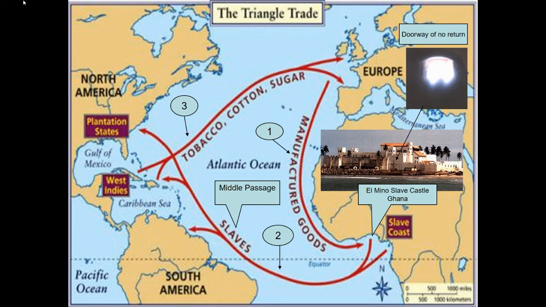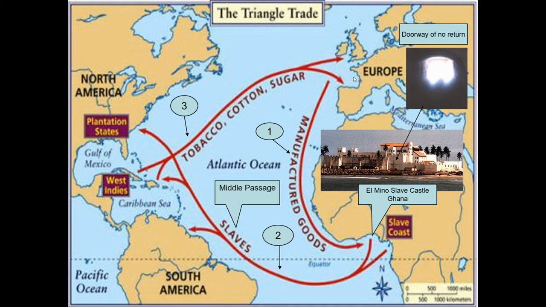This was all part of something called the Triangle Trade, and this is the way the economy worked for those few hundred years that slavery was practiced. Europe had colonies in the New World, and you can see the plantation states, the southern states here, would produce products like tobacco, cotton, and sugar. Those would be shipped to Europe. Europe would manufacture products out of those things. They would make clothes out of cotton, etc.